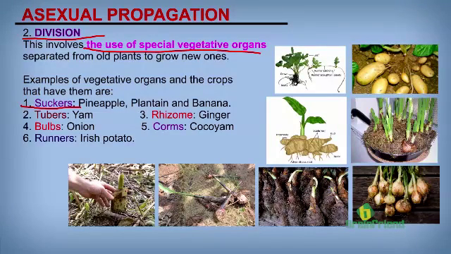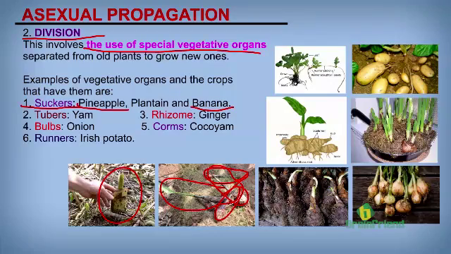Suckers are commonly found in crops such as pineapple, plantain. You could see the suckers of plantain crop. They usually grow beside or at the foot of the old crop. And bananas as well. You see the suckers just as the plantain suckers.